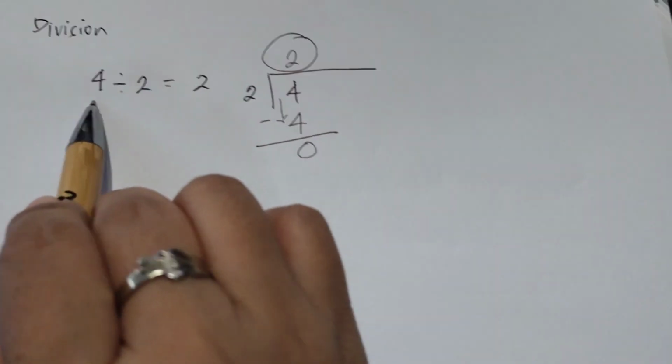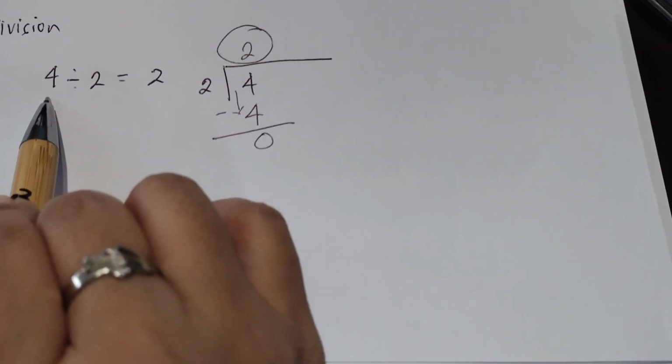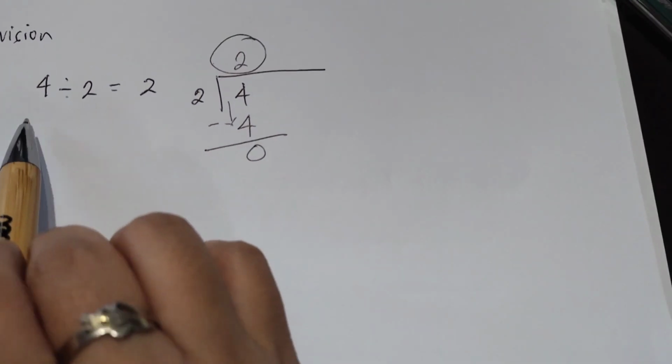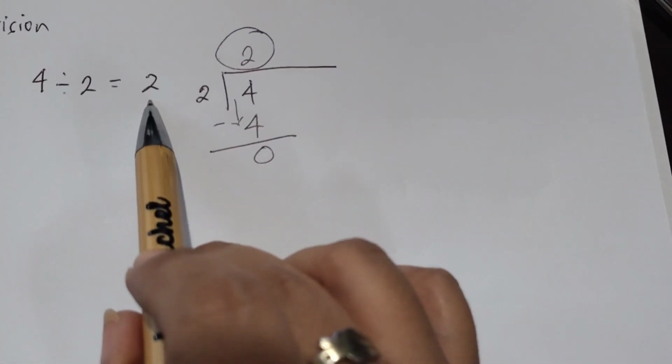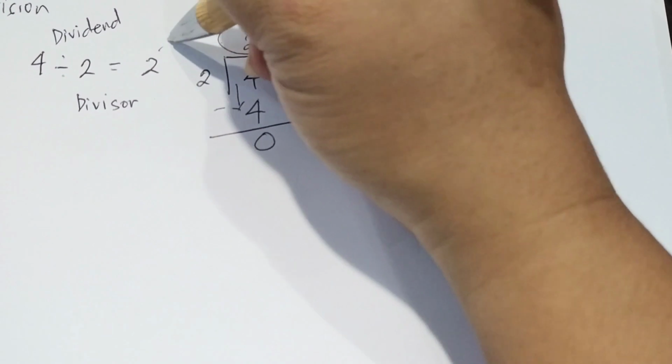So this is your, what do we call this? All right, you are correct. So 4 is your what? Dividend, and 2 is your divisor, and the answer is your quotient. So we have dividend, and then divisor, and your quotient. All right, yan.